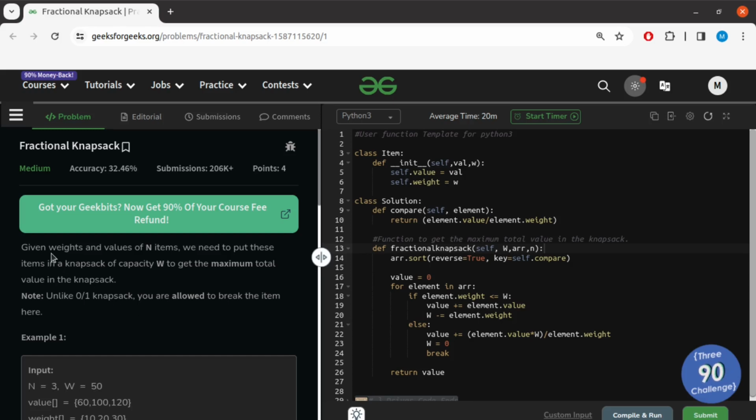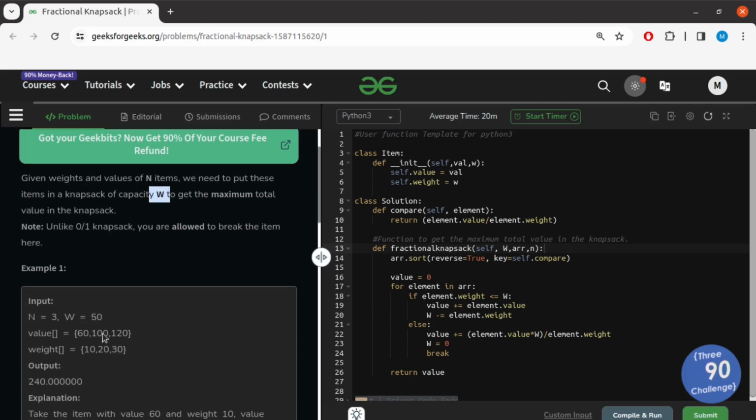The problem says that we are given weights and values of n items. We need to put these items in a knapsack of capacity W and get the maximum value in the knapsack. So basically a knapsack is there with us of capacity W, and there are n items. Like the knapsack we have here is of weight 50, and we have n items with us. The value of each item is given, and also the corresponding weight of the item is given to us.